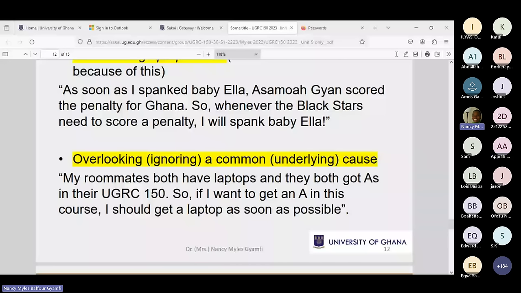The point then is, you may be overlooking something else that is a contribution and is common to the two that you have observed, for which reason you are also going to do that. Don't ignore. In other words, look out for the holistic cause, not just one.